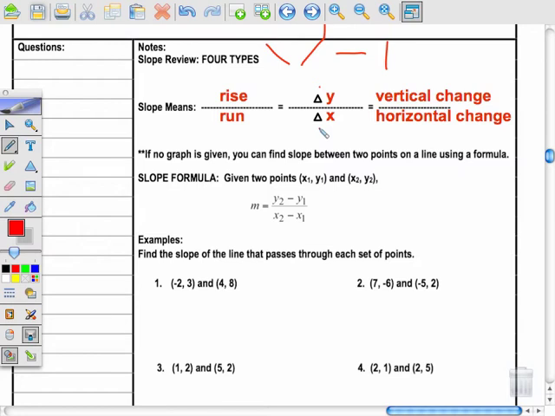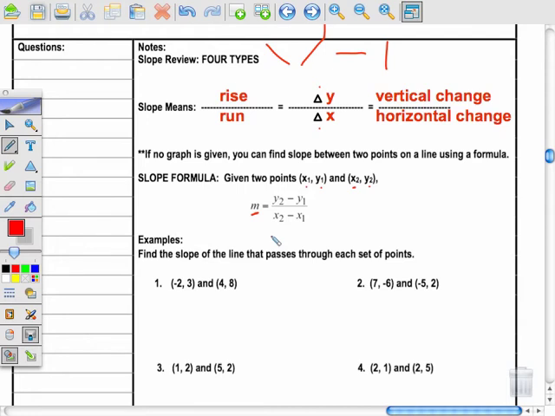If you don't have a graph or a table, you can still find slope between 2 points by using a formula. You can see right here, it says given 2 points, x1, y1 and x2, y2. That's just any points. You can plug in any numbers for those variables. You can use the formula m, which is our slope, equals y2 minus y1 over x2 minus x1. That's given to you. So using that information, let's plug some numbers in.